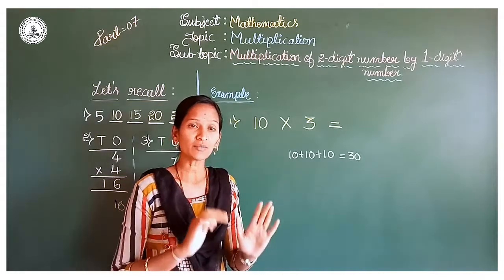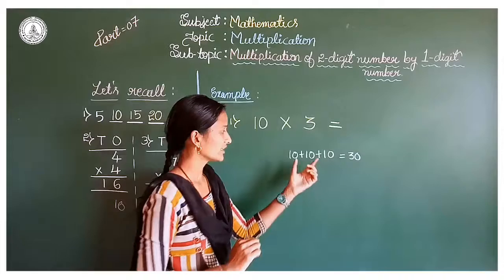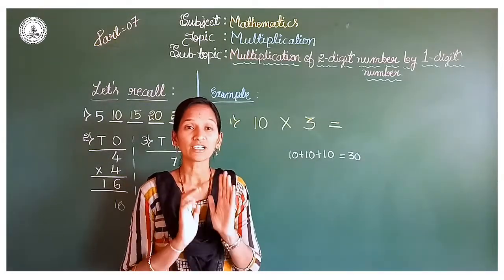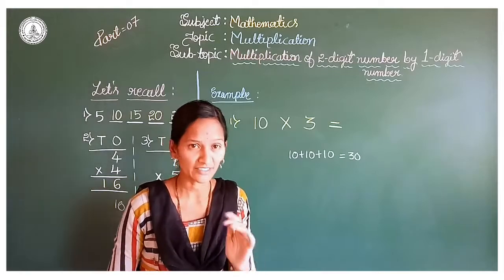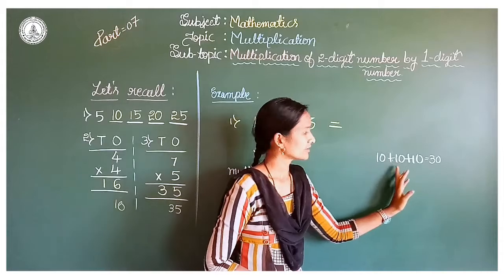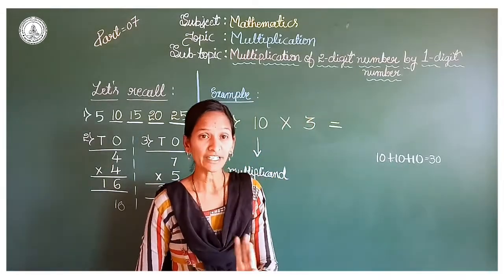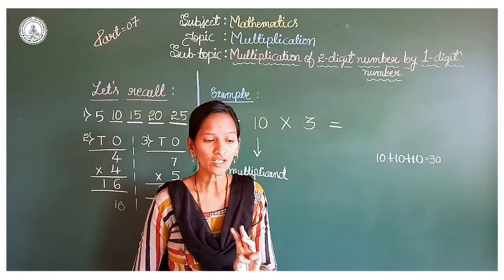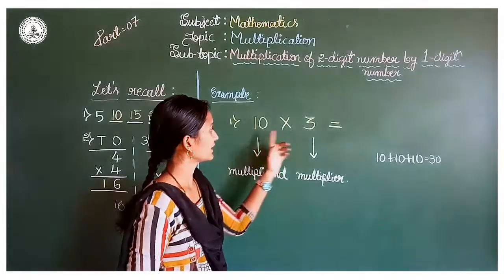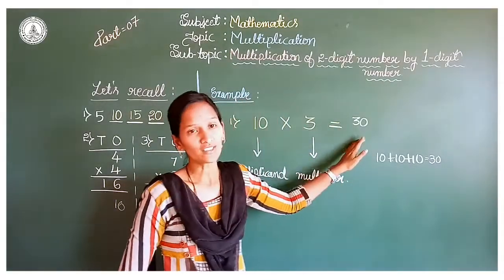So here we add the number 10 3 times. Which number are we adding repeatedly here? The number 10. So in multiplication the number 10 is called the multiplicand. Here we add the number 10 3 times, right? So in multiplication this 3 is called the multiplier. Already you know the product, that is 10 into 3, 30, right? So this is called the product.